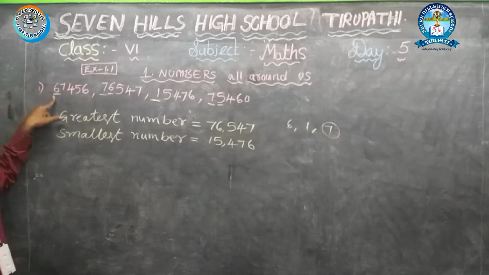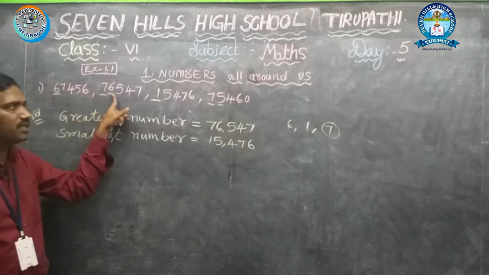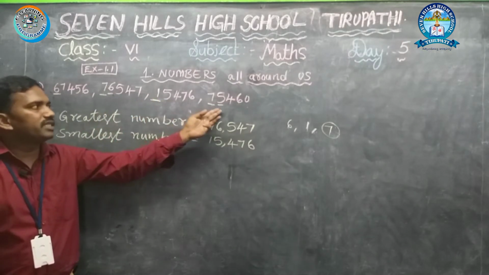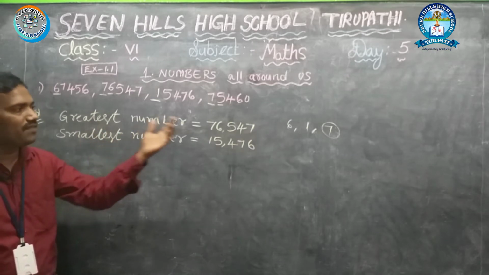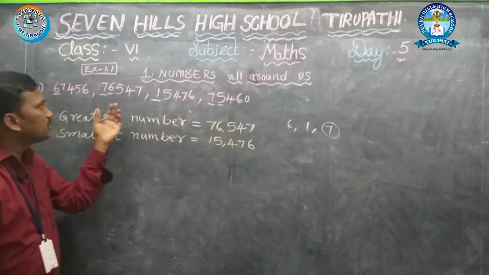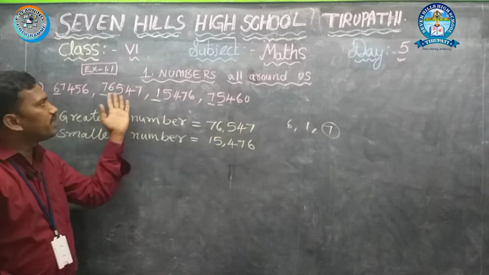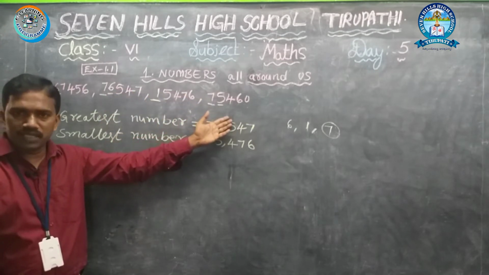This number has 6, this number has 7, this number has 1, and this number has 7. We want to find the greatest number, right? So 7 is the greatest. That means we want to compare these two numbers to see which one is bigger.